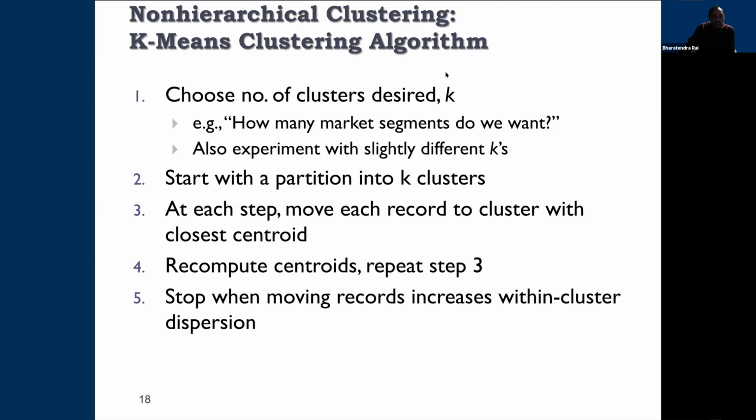Once you choose K, this algorithm will separate your data into K clusters. Then it starts performing calculations, and at each step it will move one record to the cluster with the closest centroid, and keep doing this until moving a record would increase within-cluster dispersion. So when the within-cluster variability starts to increase, it is going to stop. We are going to see all this in action using the actual data that you saw on that slide.